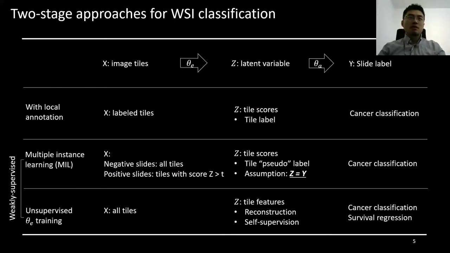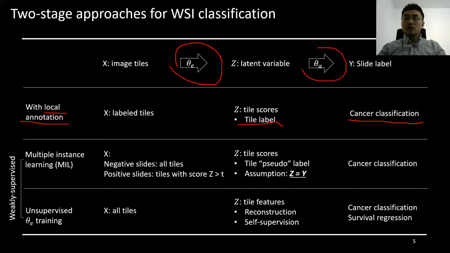So here I make a table for summarizing the two-stage approaches. One of the common tasks in computational pathology is cancer classification. And if we do have local annotation of the tumor regions, we can basically train the tile encoder using these tile labels. And then we can do aggregation of these tile scores to output a slide label. This aggregation can be as simple as voting.